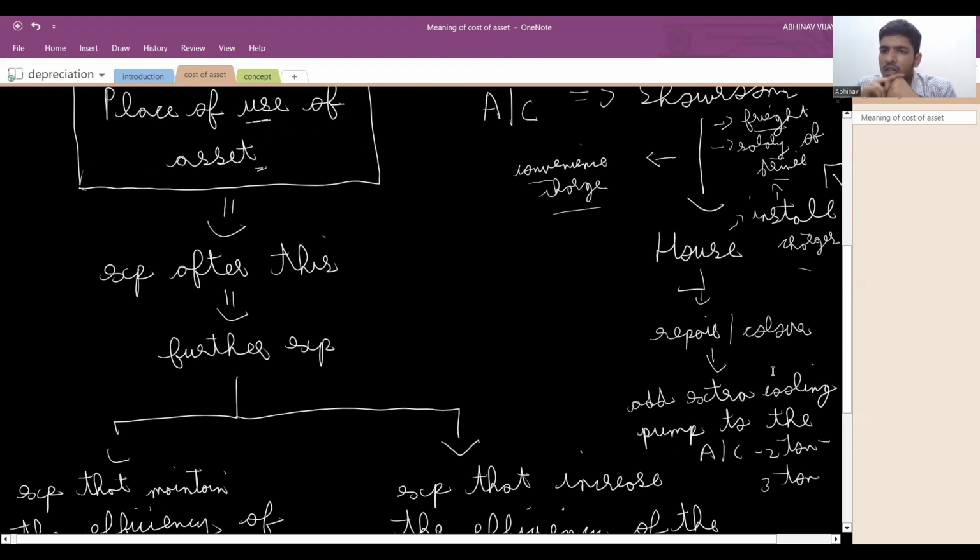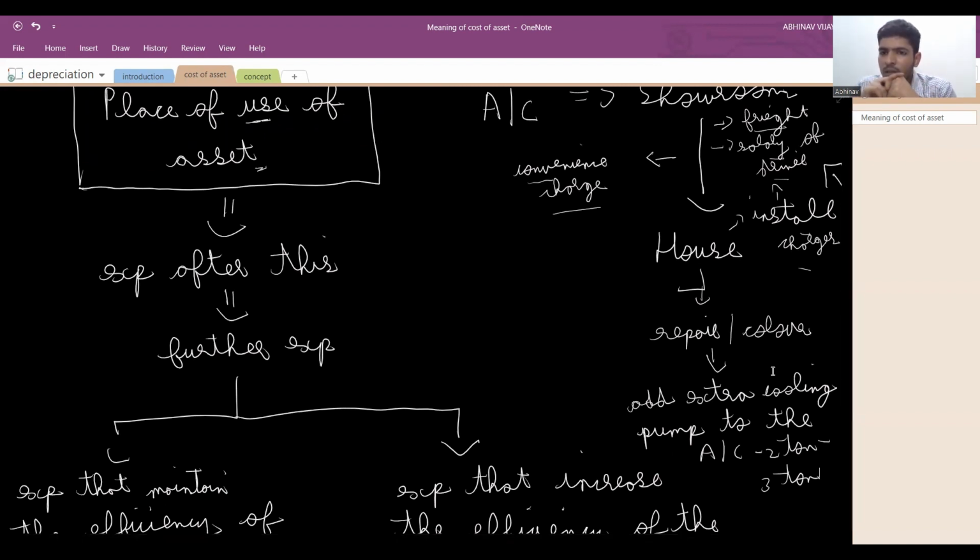Now the AC gets damaged after 1 year. It's not functioning properly. So you call the repair mechanic and you repair it. Now the AC is functioning as good as it was functioning beforehand. It's not going to function better than how you bought it. But in this case, when you add an extra cooling pump to the AC, now the 2-ton AC has become equivalent to a 3-ton AC. So what does it mean? Now the cooling capacity of the AC is increased. Now it gives more cooling. So now it functions better, more efficiently and effectively than how you bought it.